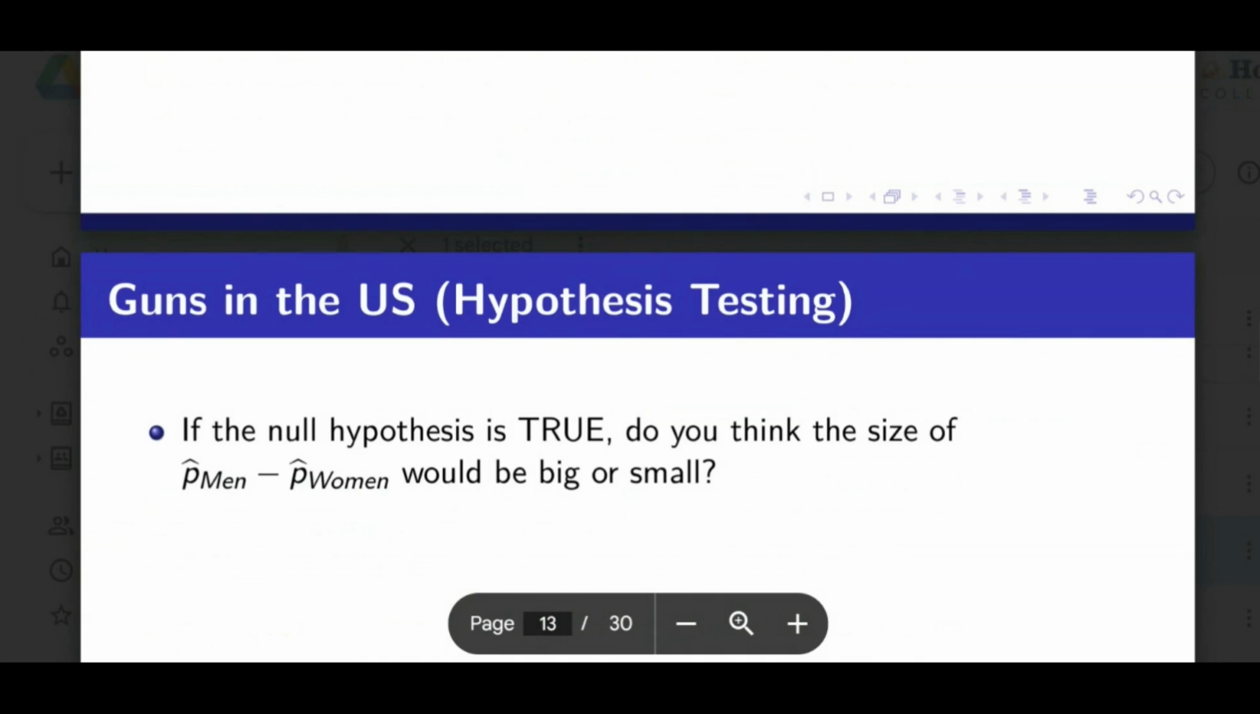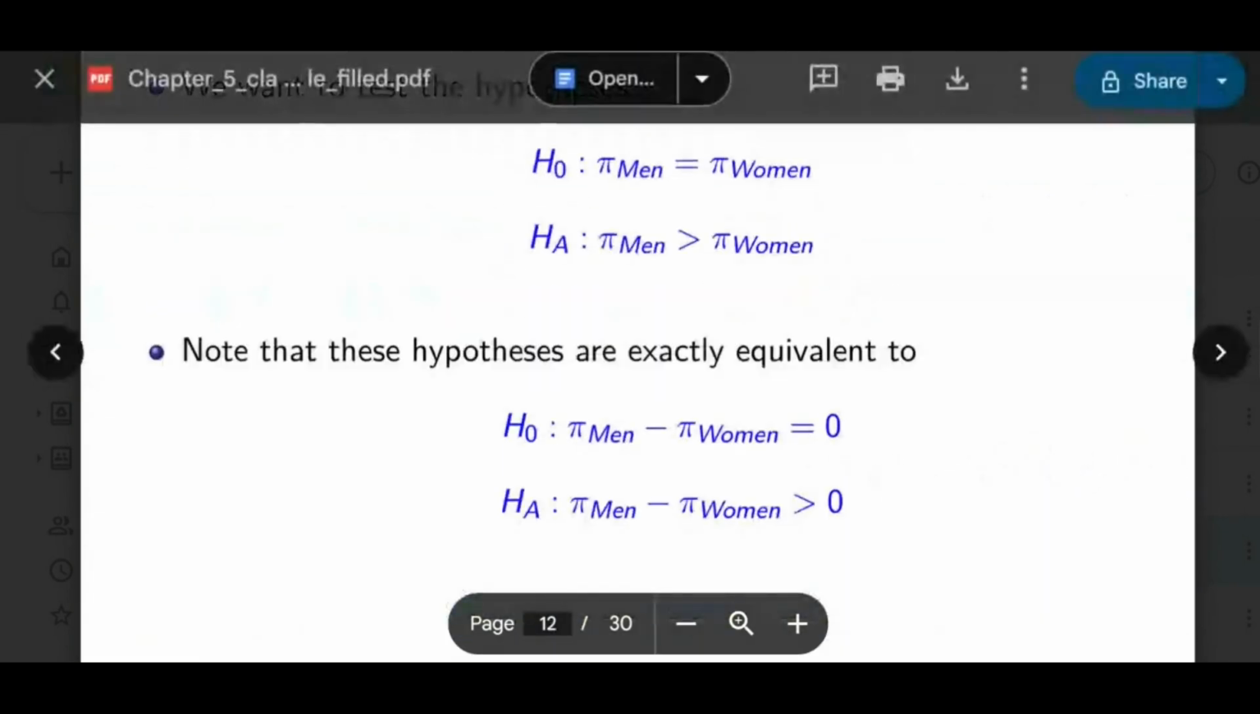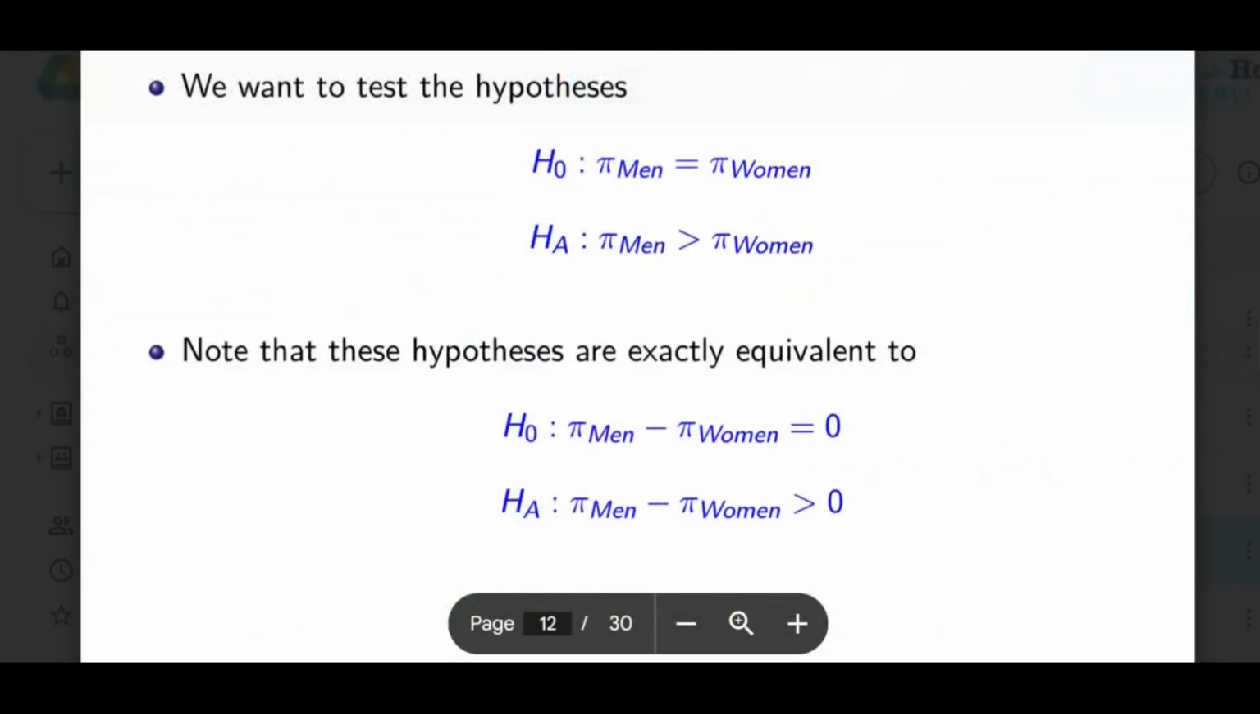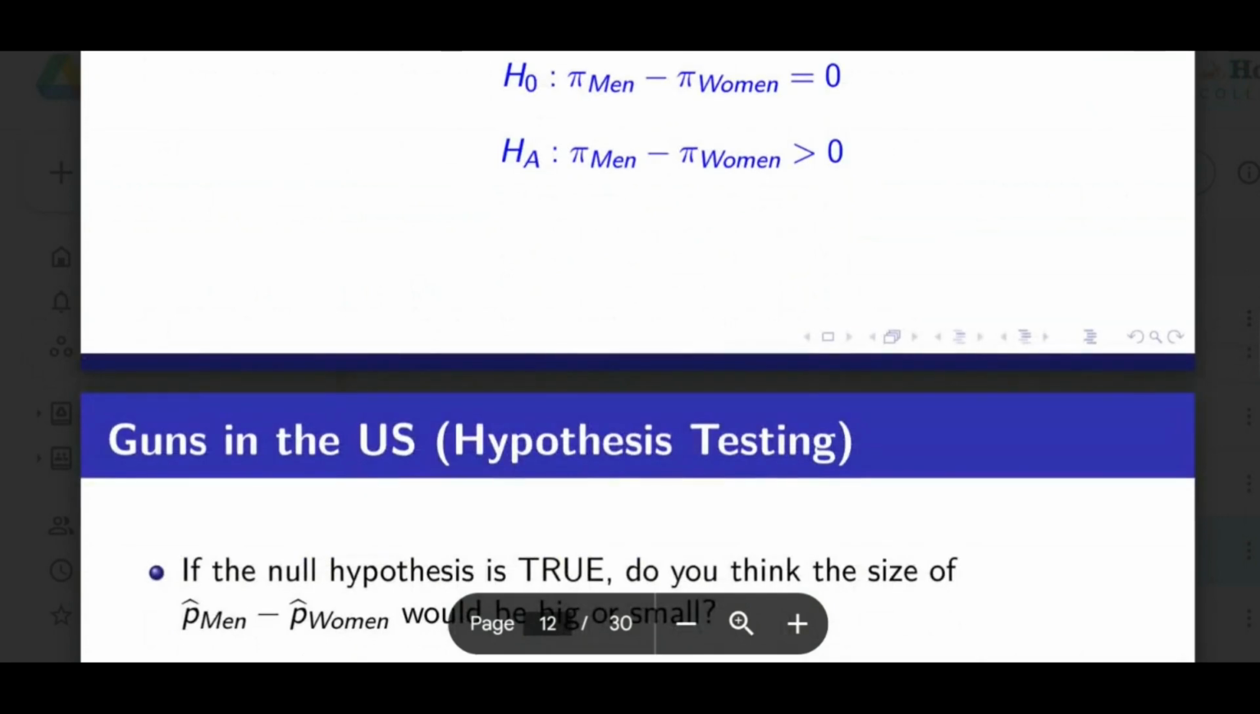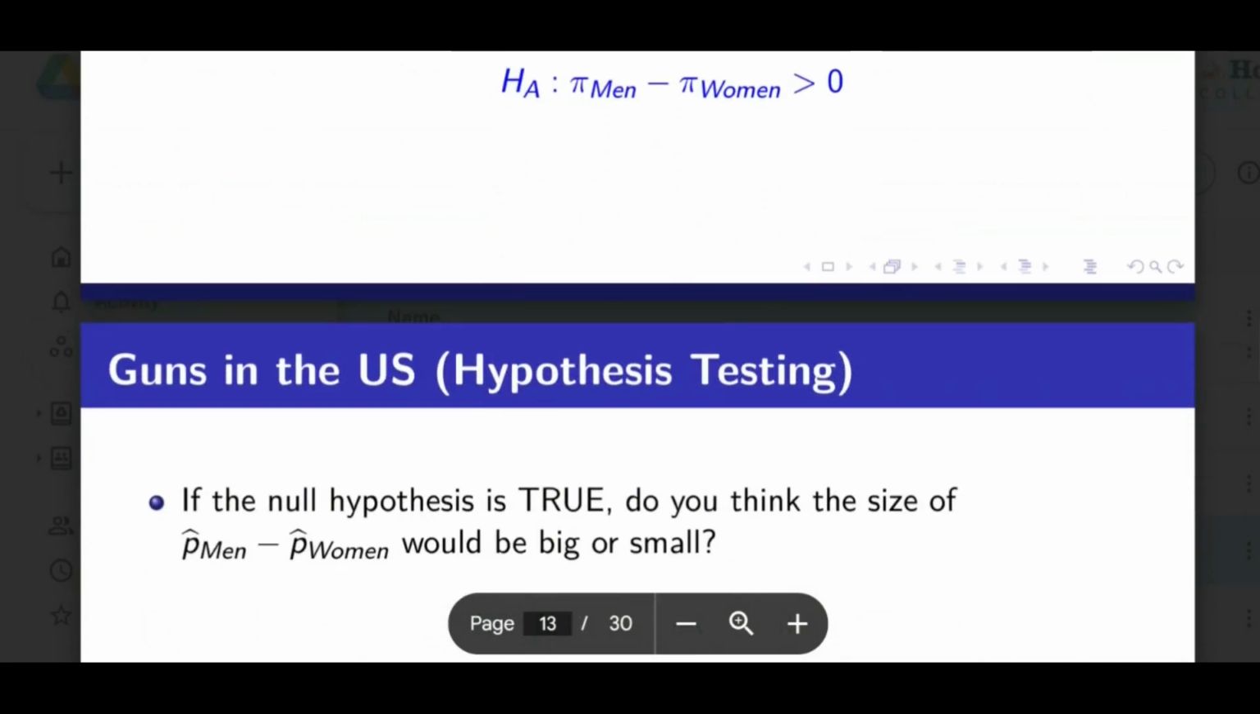Now, what does the null say? The null says that in the long run, men and women own guns at the same rate in the population. We are here to show whether that's plausible or not. The null, the status quo, says that men and women in the US own guns at the same rate or percentage. So my question to you is this: if what the null says is true, would you expect the observed sample proportion of men who own guns versus the observed sample proportion of women who own guns to be small or big?